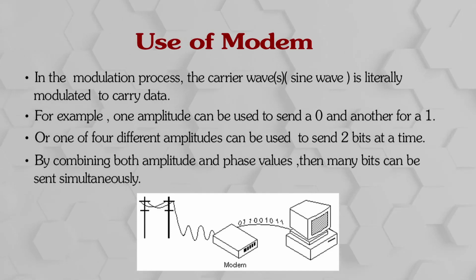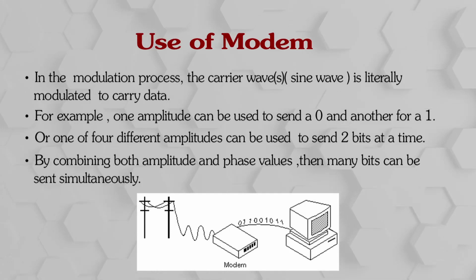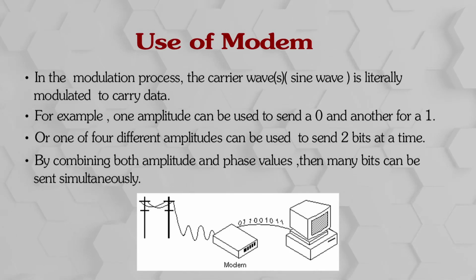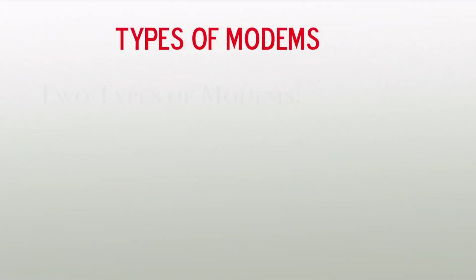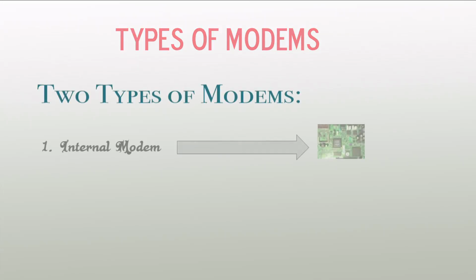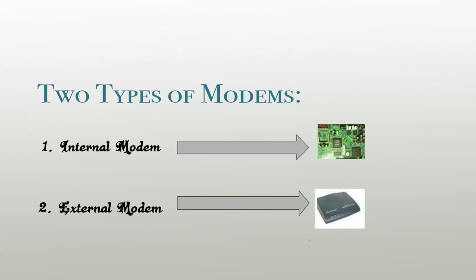By combining both amplitude and phase values, many bits can be sent. So basically, the purpose of modulation is, one, to send data over long distances, and two, to send multiple bits at a time, and then they have to manipulate the amplitude, phase, or frequency of the signal accordingly. Two types of modem we usually discuss: one is called internal modem, second is called external modem. And now we'll give you definitions, what is the difference between the two in the subsequent slides.